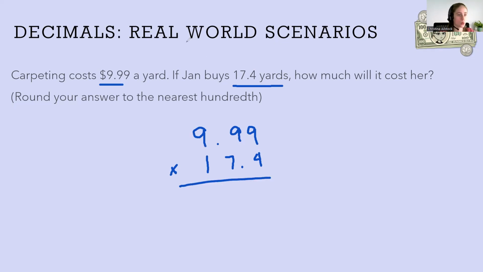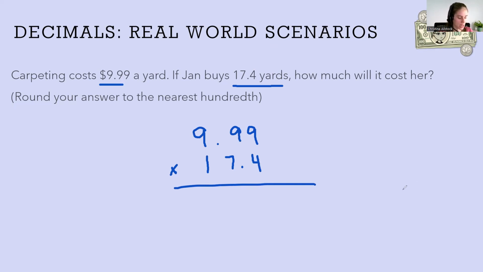Remember that when we multiply decimals, we do not have to line up the decimal points, okay? If you do, it's actually going to make it a lot harder for you. So when we're multiplying decimals, we just set up the problem, multiply, and then we deal with our decimal point at the very end. So first, let's multiply everything by 4.